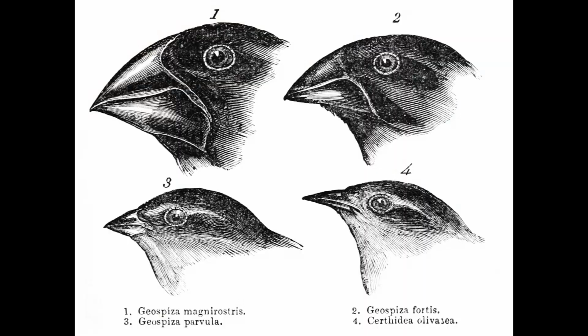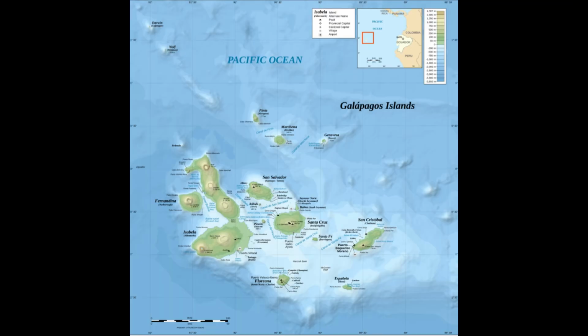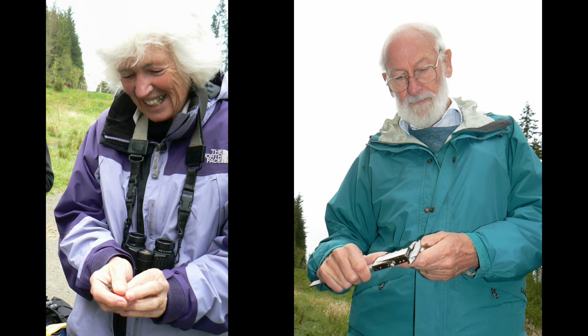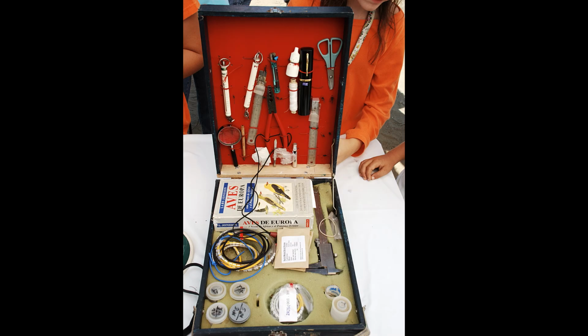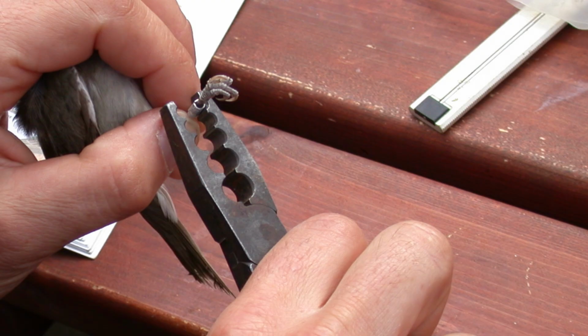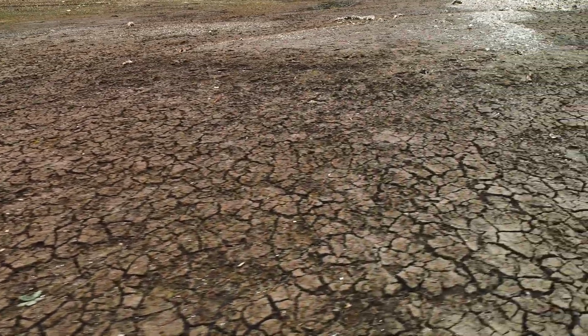Want an example? Let's talk about finches. You know, the famous Darwin's finches from the Galápagos Islands. 2 Princeton biologists, Rosemary and Peter Grant, studied those birds for decades. They caught them, measured them, banded them, and kept detailed records. And then something unexpected happened. A drought hit the island.